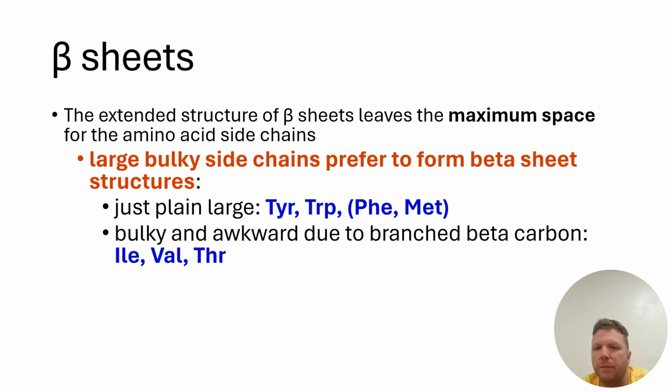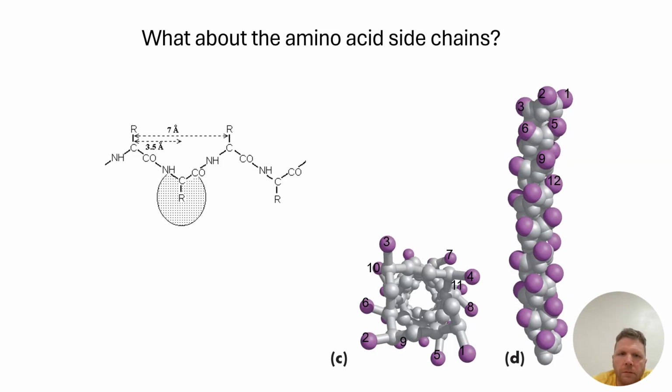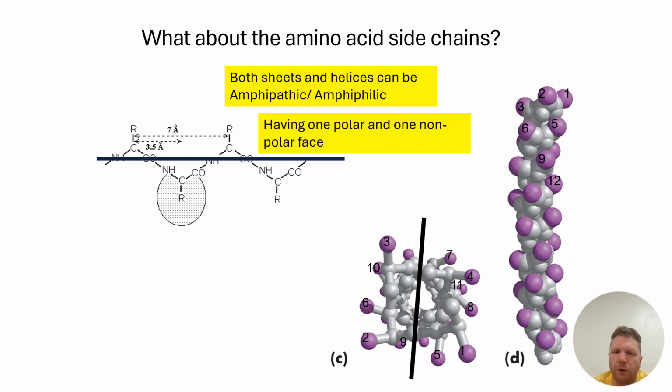Bulky and awkward residues due to beta branched carbon are preferred for beta sheets, so isoleucine, valine, and threonine, because those are not preferred in the formation of alpha helix. A large sulfur atom on a beta carbon is the case with cysteine. Now, all of these amino acids that prefer an alpha helix are going to be spread out on the exterior of our helix.